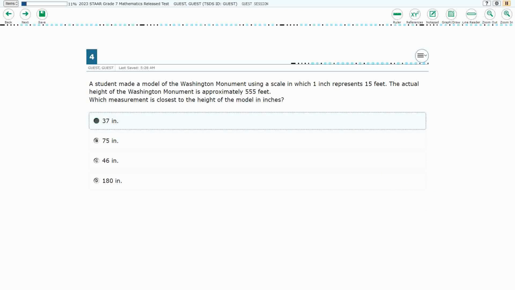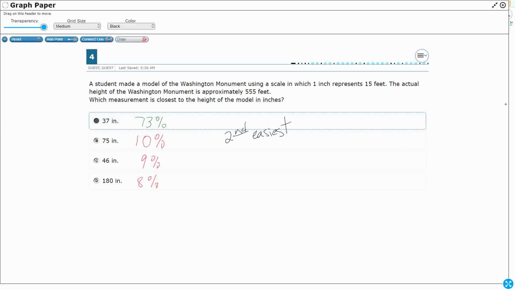Let's see how we did across the state of Texas. So this was definitely a softball question, our second easiest in the entire test. 73% of our students got this one correct. Now, how do we get some of these incorrect answers here?